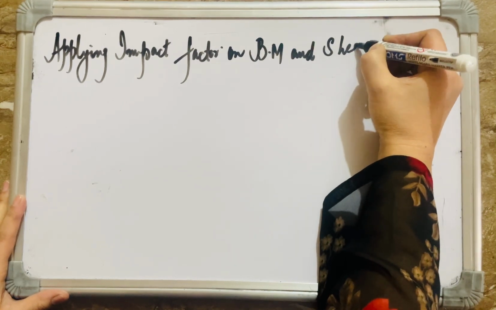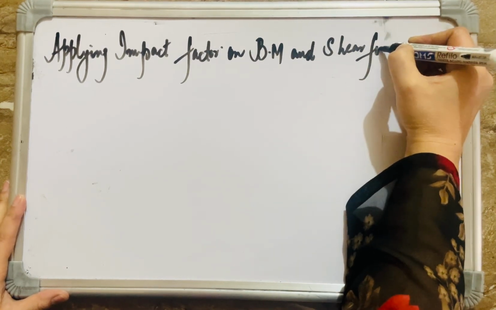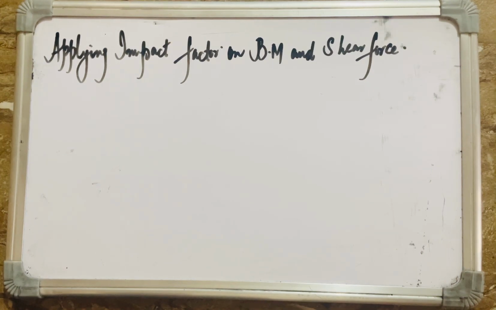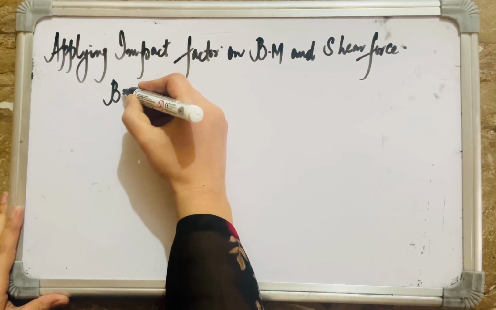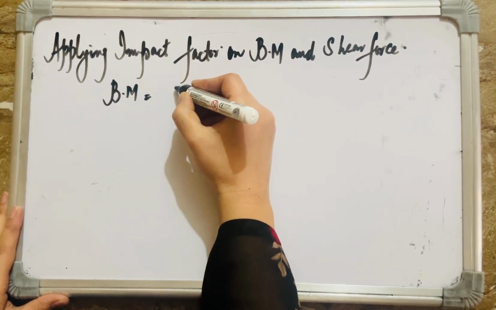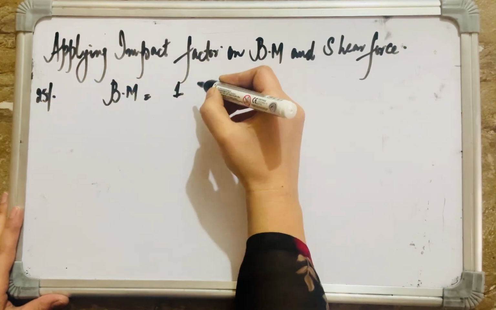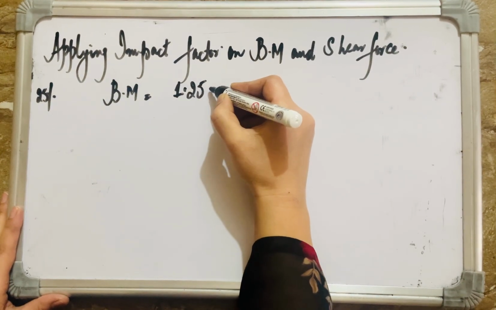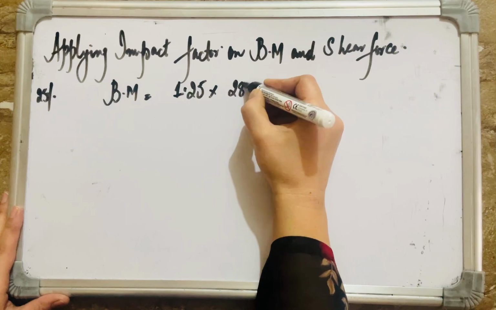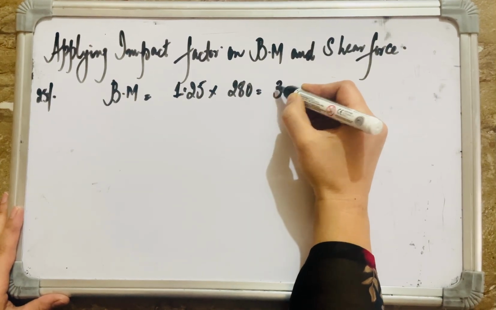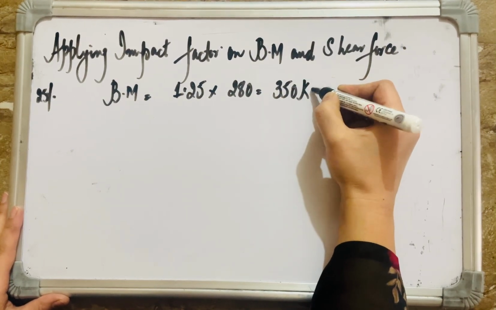All right. And please be mindful that we are applying impact factors on bending moment and shear force only due to the live loads, not due to the dead loads. So bending moment, how much did we calculate it? It was 280. My impact factor is 25%. So let's apply the impact factors. 1.25 multiplied by 280 is equal to 350 kilonewton meter.